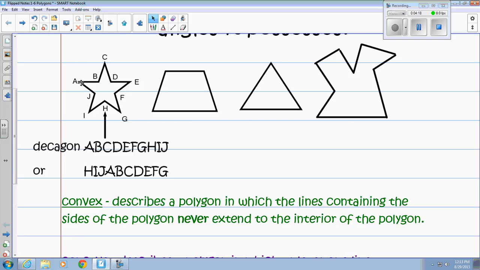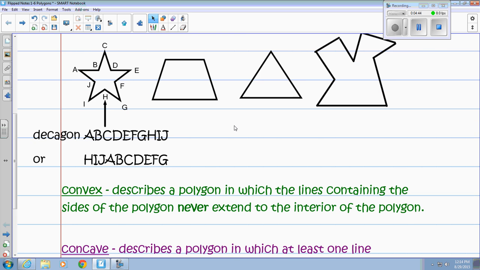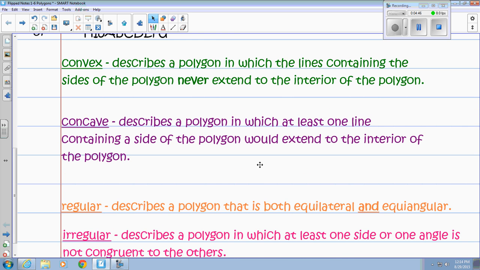And this one at first glance kind of seems regular. It's this kind of nice star. And because all of the sides are congruent, it can be confusing. But the angles are not congruent. If we look at angle C and we look at angle B, those are two very different angles within that decagon. So while it is equilateral, it is not equiangular. So it cannot be regular.